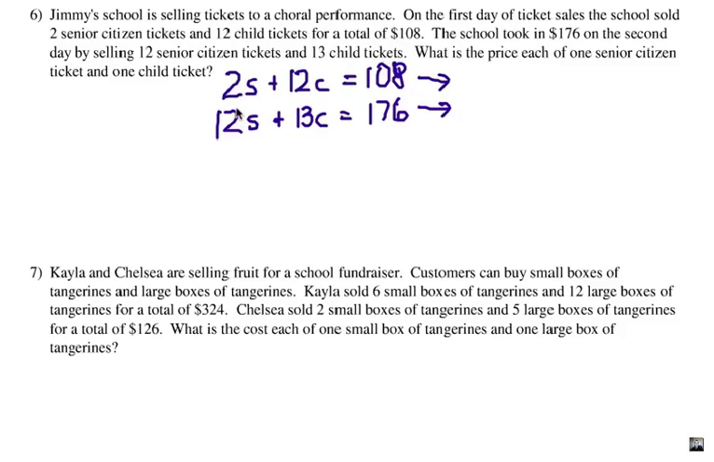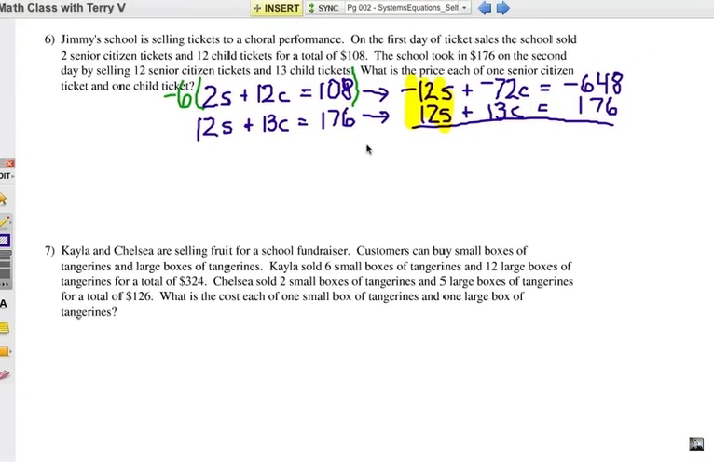Now compare your S's and your C's, and it looks like a 2 and a 12 are easier to work with than the 12 and the 13. So I'm going to multiply the top equation, all parts, by negative 6. Here are my 2 equations, and the S terms drop out and they are eliminated. That's the next step of the equation. Now we're going to divide each side by negative 59. Now I have a negative divided by a negative, so it's going to give me a positive answer. $8 for a child ticket.